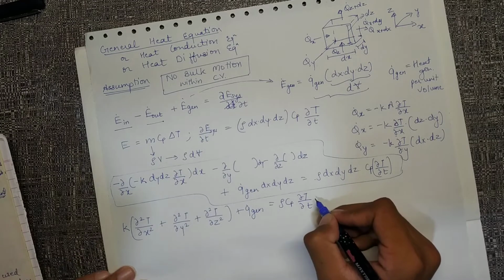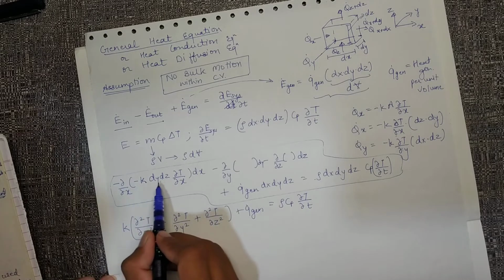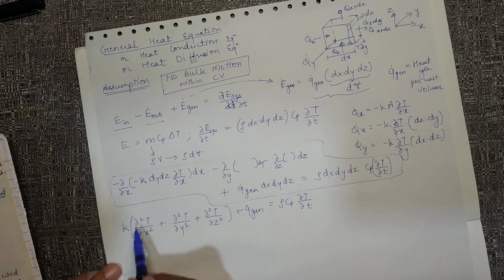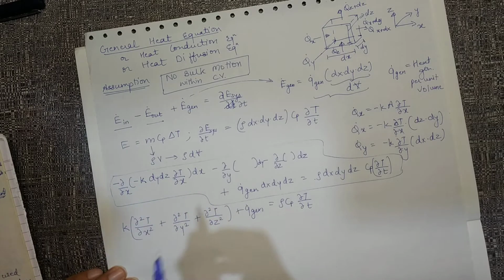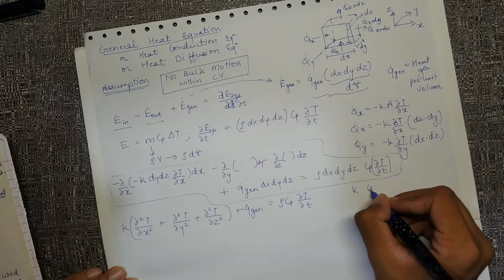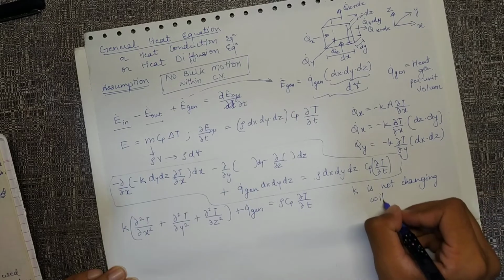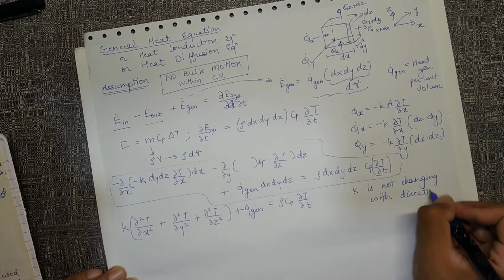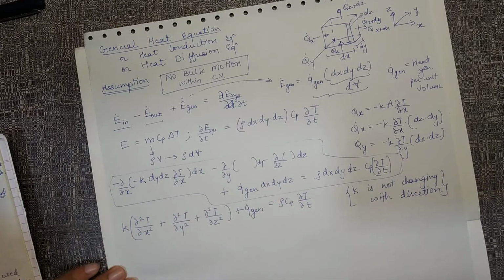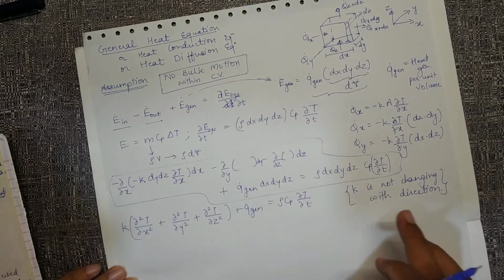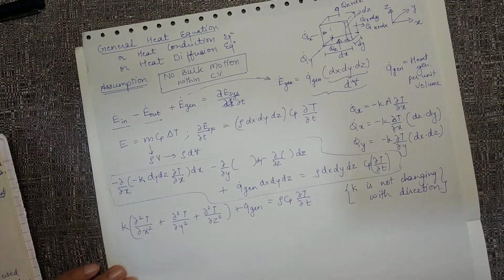Coming from here to here, we have made one assumption. We have taken the k from inside the differential to outside the differential. Otherwise the k was inside the differential of the spatial coordinate. When we take it out, we are assuming that k is not changing with direction, that it is constant at all places. If that's not correct, k cannot be brought out, and in that case the previous equation will be final. If k is constant, this equation can be simplified, and now this is our final equation.